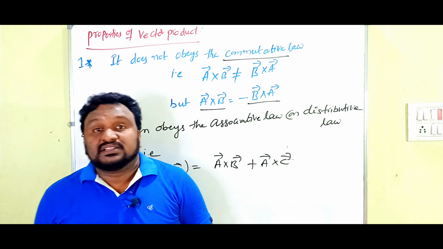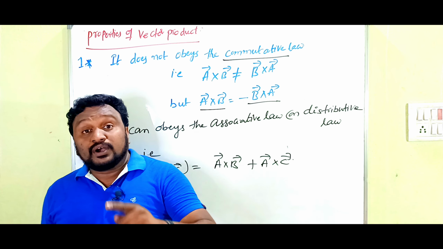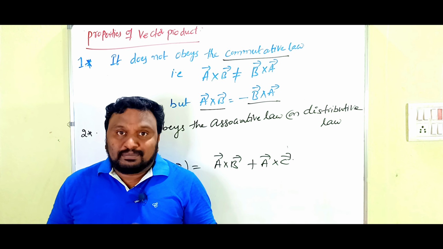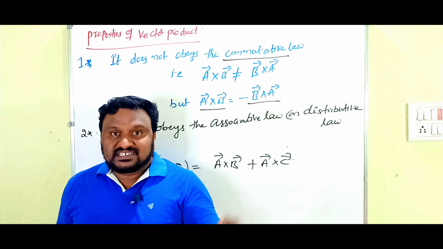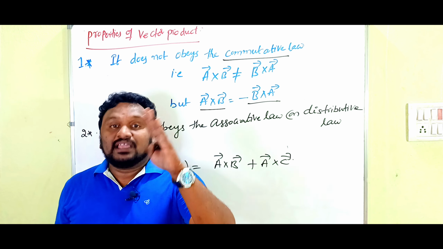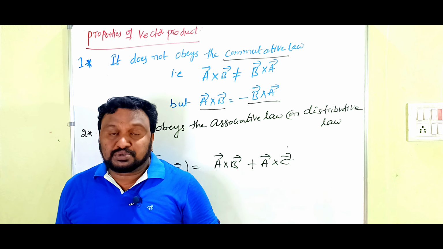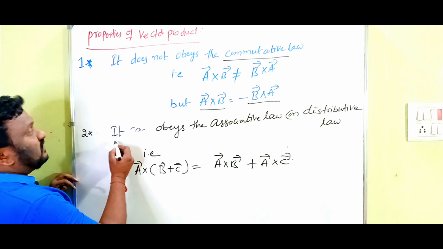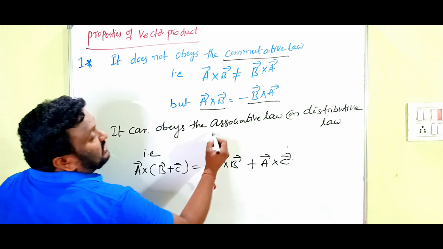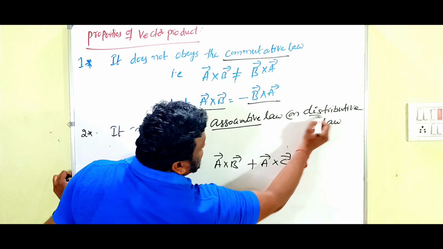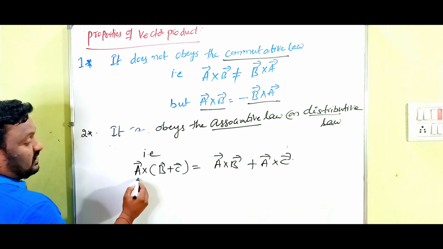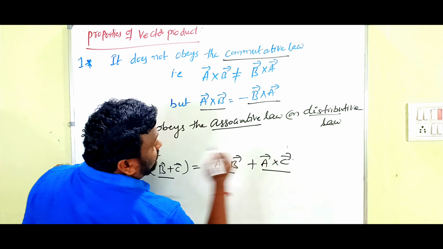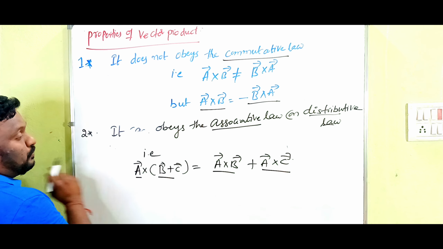Clear, children? The second property is that the vector product obeys the distributive law. It means that if A, B, C are three vectors, then A cross (B plus C) is equal to A cross B plus A cross C. This is also called the distributive law. So A cross (B plus C) is equal to A cross B plus A cross C, children. This is another important property.